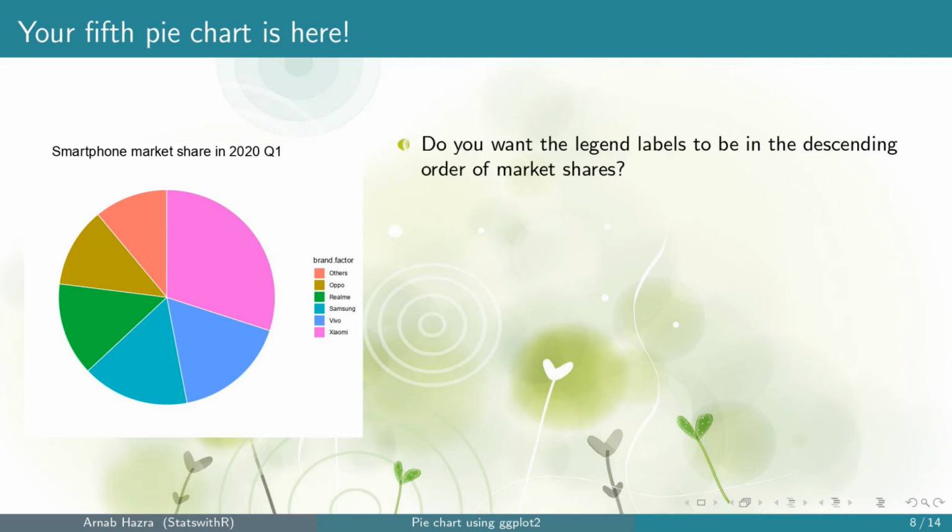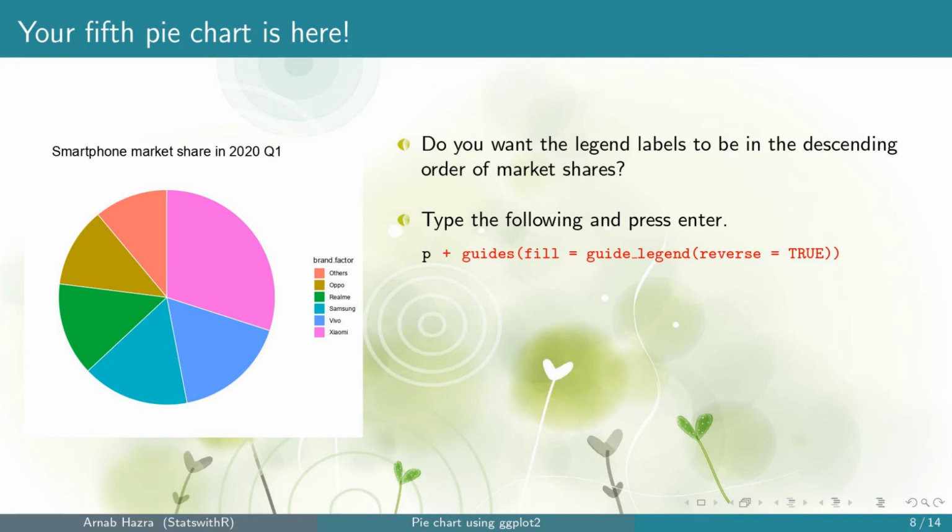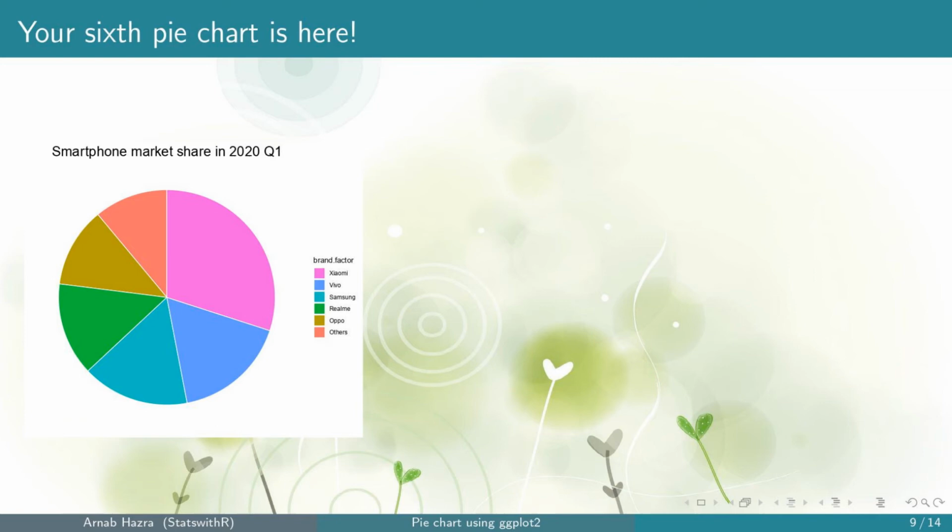Next, note that the legend is in the ascending order of market share from top to bottom, and you might want to make it in the descending order. To do that, at the line guides, within brackets fill equals to guide_legend, within brackets reverse equals to TRUE. Now press enter. Okay, you get your sixth pie chart. You can see that the legend labels are in the descending order of market share.